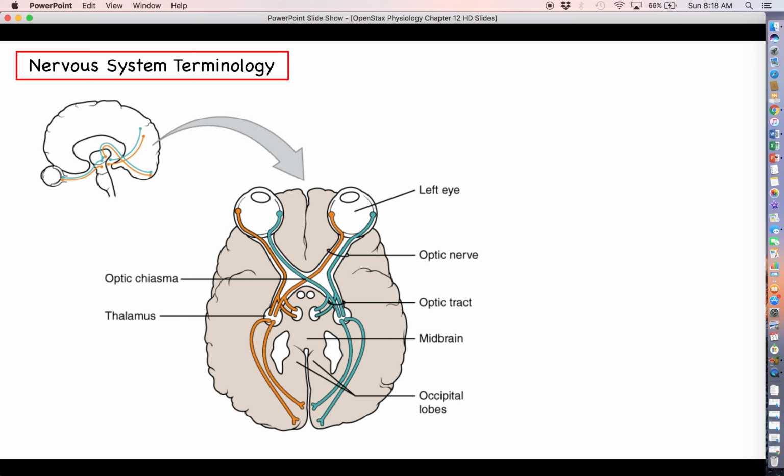So if we want a little bit of practice at using the terminology nerve versus using the terminology tract, look no further than this example right here. So we're looking down in a bird's eye view at the brain, and we're looking at the pathway of information that leads from the eyes to the back of the brain, which is called the occipital lobe, where visual information is processed. So something like this is something that we will talk about more fully when we get to Chapter 14 on the somatic nervous system and sensory physiology.